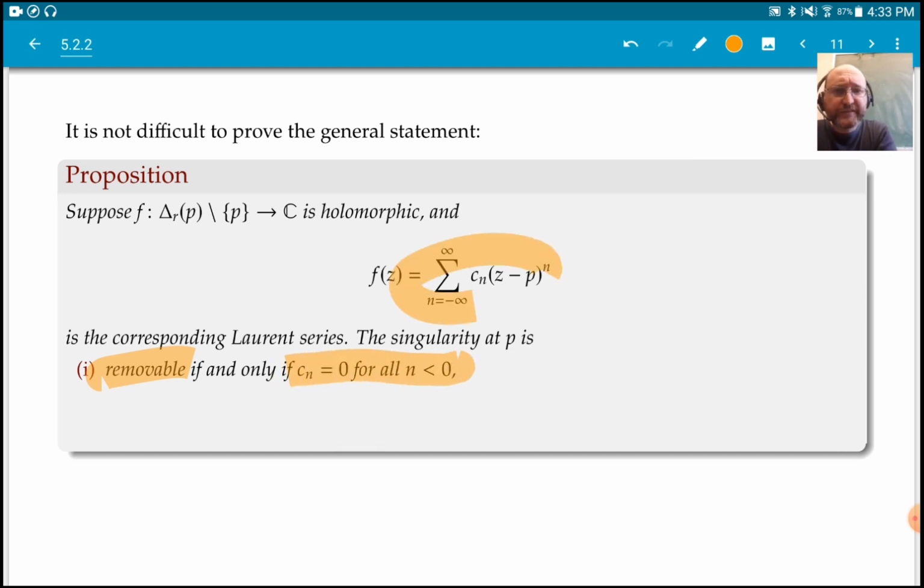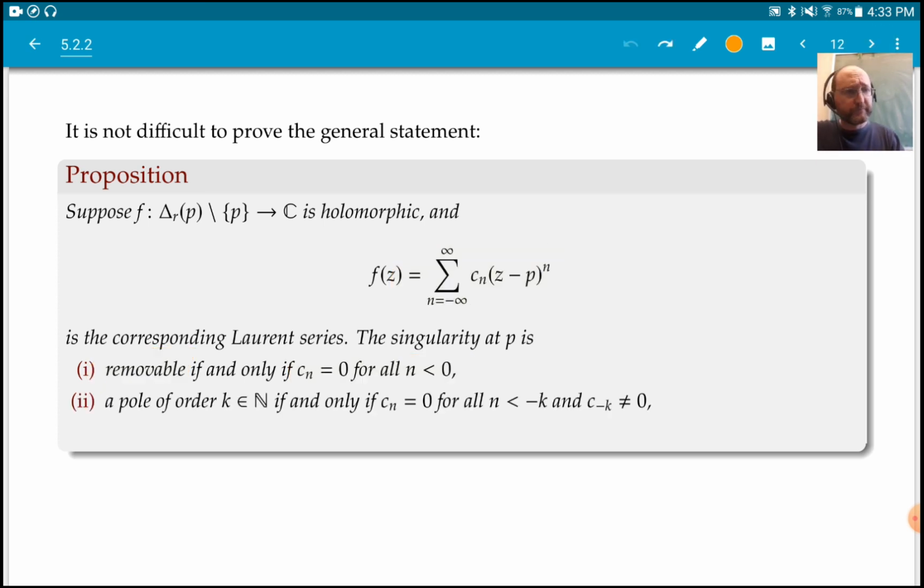In which case, this Laurent series is a power series. It starts at n equals 0, so that's what you think it should be. That's what this proposition says is an equivalent thing to being removable. You can compute the Laurent series, and if all the negative order terms are 0, then it's removable.